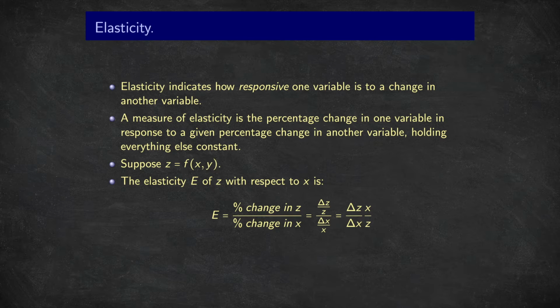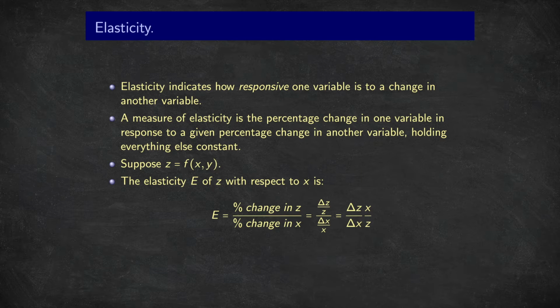So let's give a definition of our measure of elasticity. And this is a mathematical definition. We're going to state it very generally, just for a variable z, which is a function of some variables x and y. We can define the elasticity, capital E, of z with respect to x. So we say the elasticity of z with respect to x is the percentage change in z divided by the percentage change in x. Now here we've used the notation.